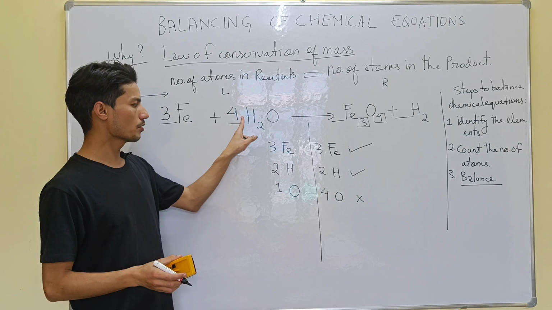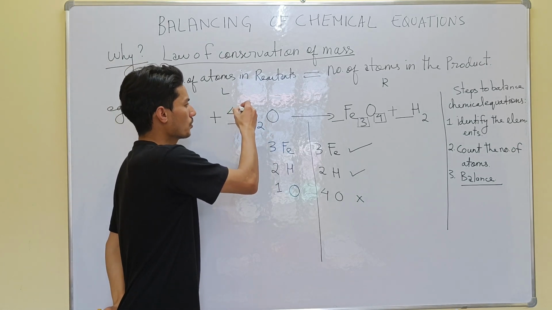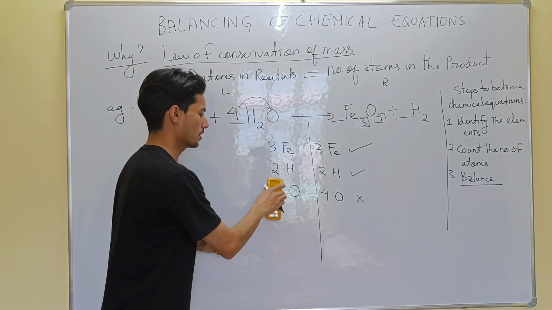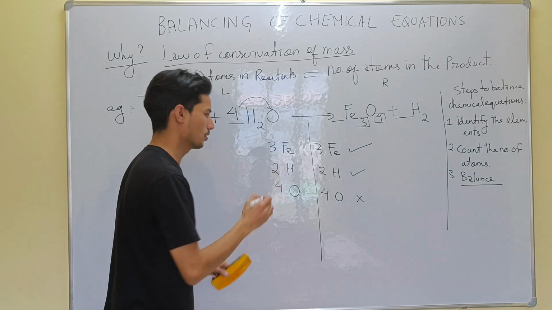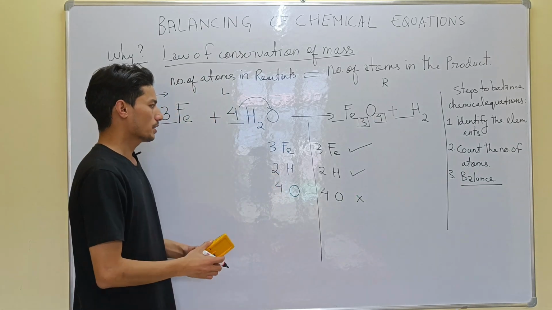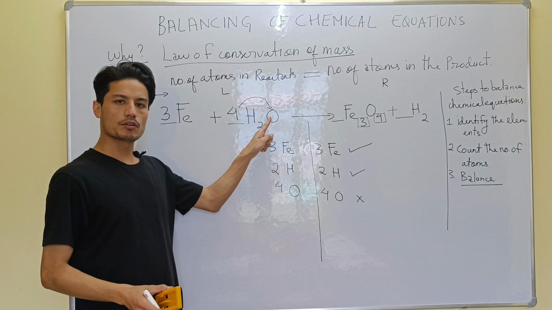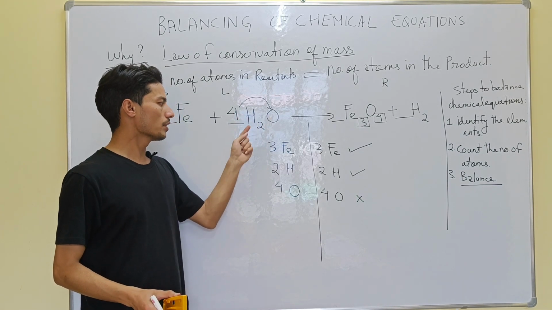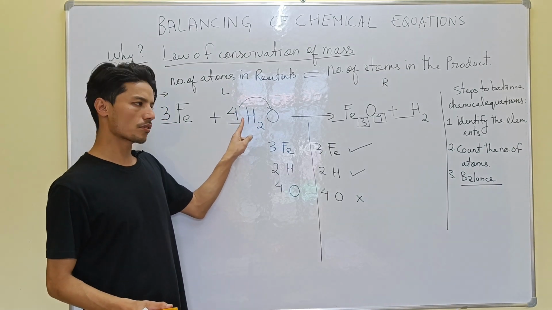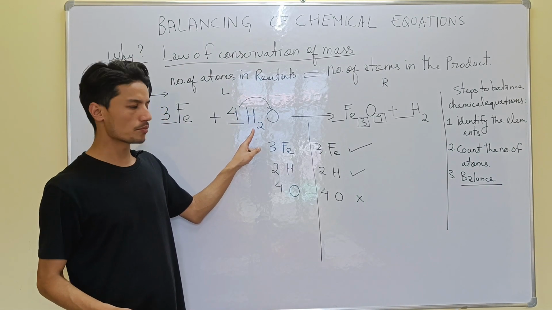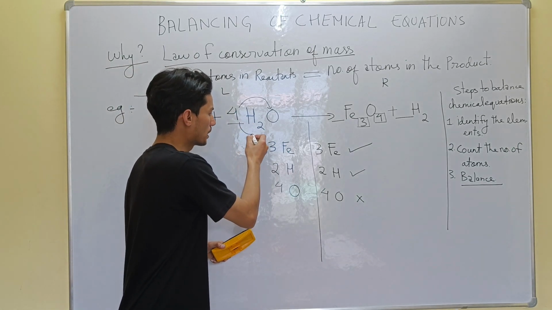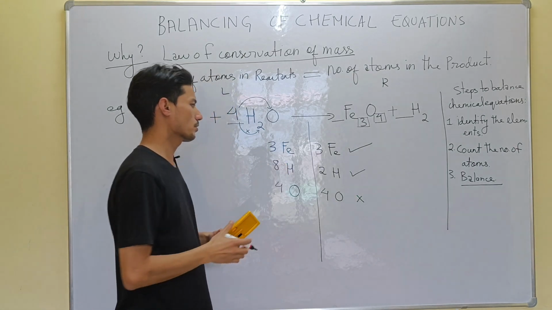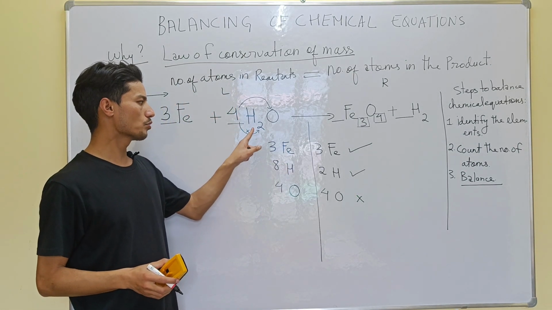By writing here 4, what happened? This 4 belongs to oxygen. So the number of oxygen has now become 4. But by writing 4 here, since this is a compound and there are 2 elements here, hydrogen and oxygen, they are together. So this 4 will affect hydrogen also. It will multiply and become 4 into 2. 4 2s are 8. So the number of hydrogen atoms have shot up.